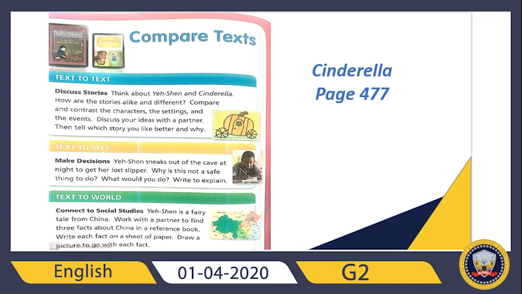Connect to social studies. Yixin is a fairy tale from China. Work with a partner to find 3 facts about China in a reference book. Write each fact on a sheet of paper. Draw a picture to go with each fact.